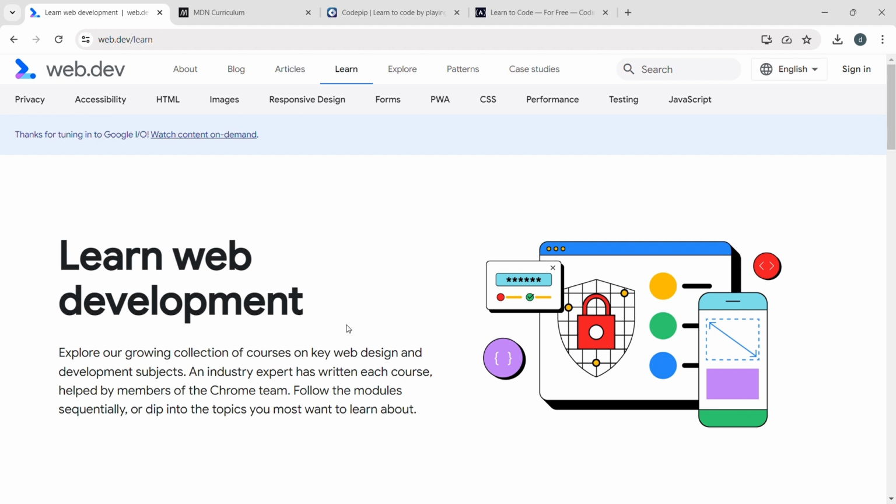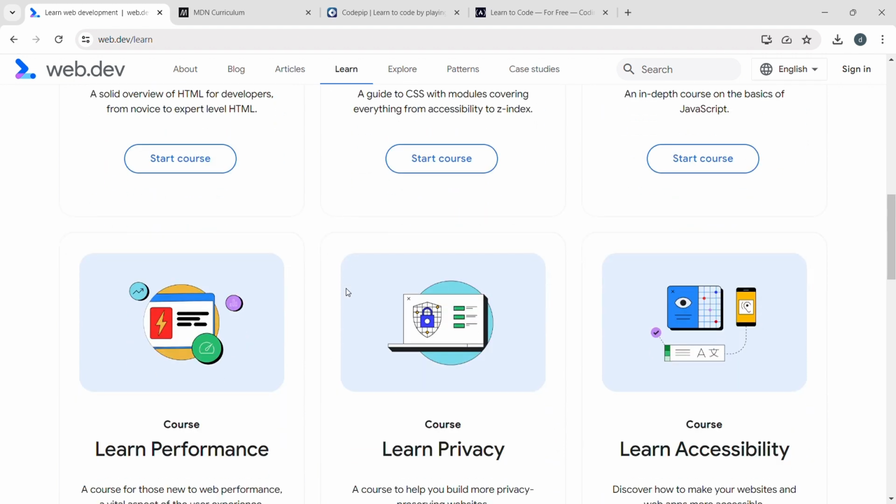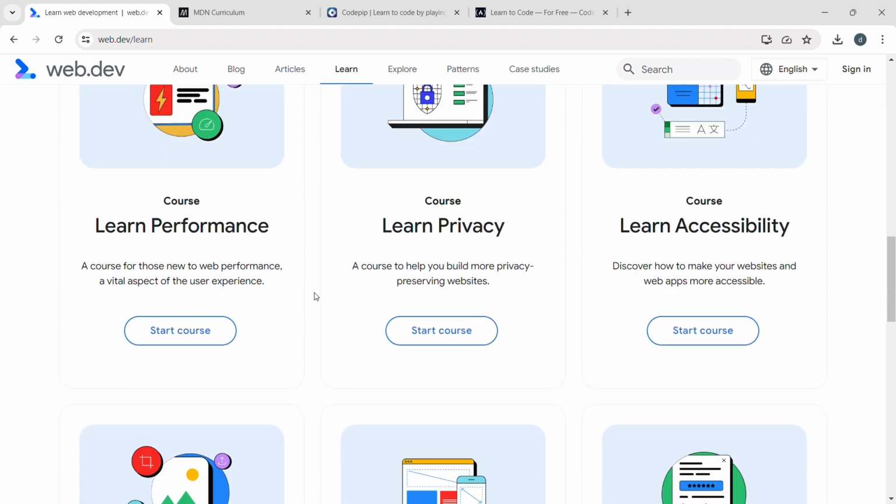Web.dev has a collection of courses on web development and web design. You can start by learning HTML, and then you can go through by learning CSS, JavaScript, and then you take the rest of the other courses as well.